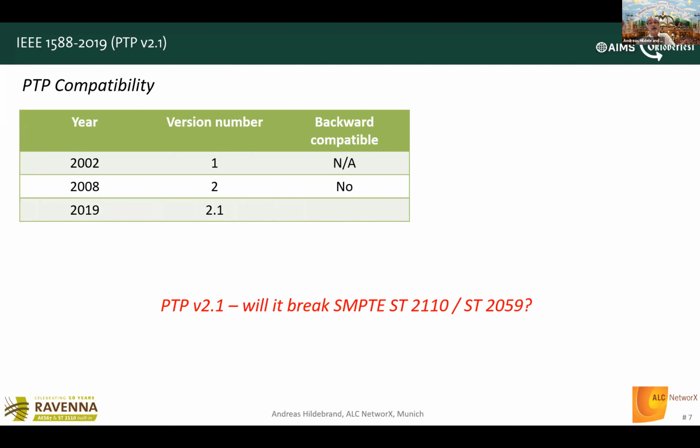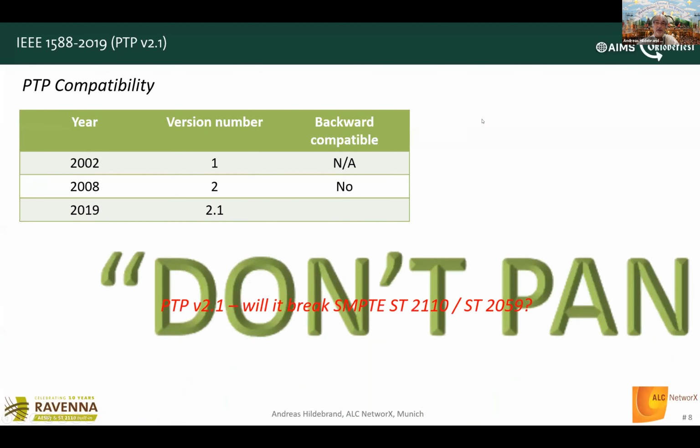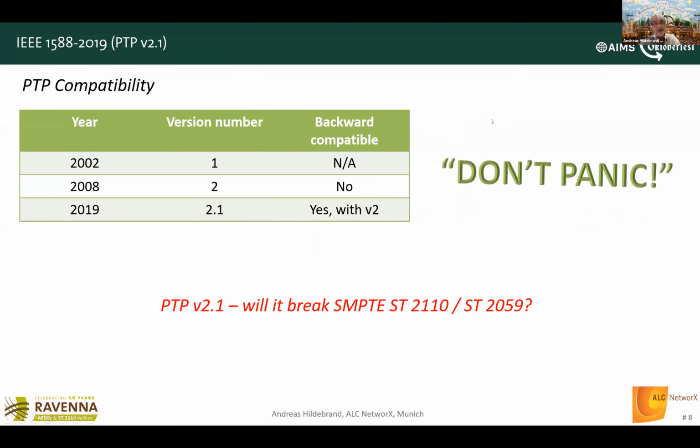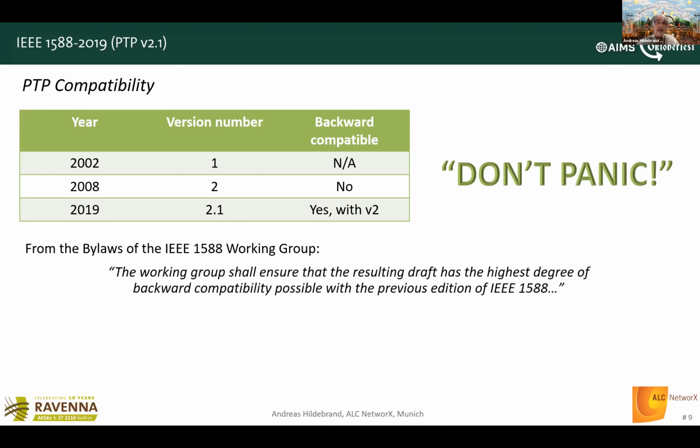And of course, the question is, will it break compatibility with our precious 2110 and 2059 standards? The main message here for today is don't panic. It is fully backward compatible with version 2 as of 2008. And that is because through the experience the IEEE working group had with its non-existing backward compatibility between 2 and 1, the prerequisite for a new standard basically was to preserve backward compatibility with whatever they will come up with.